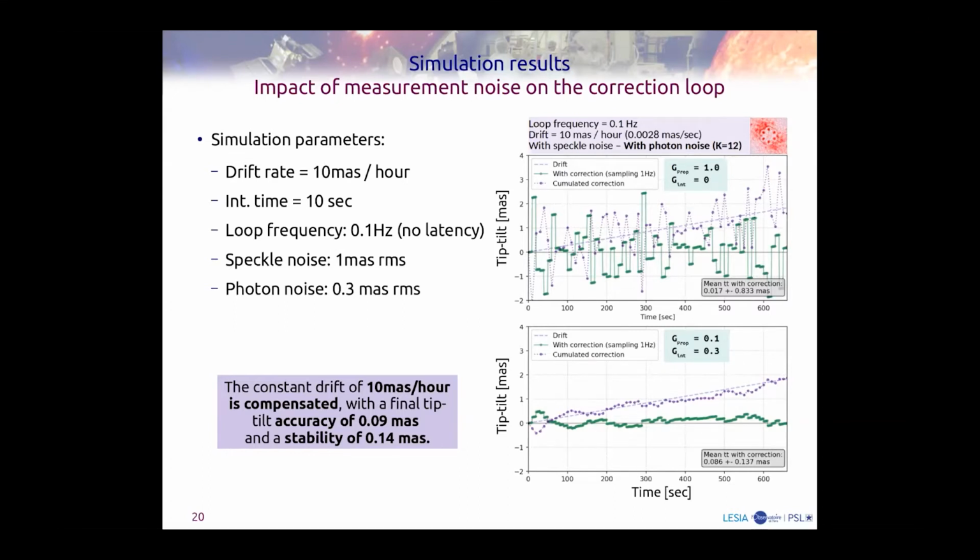Of course, if we have only a proportional gain, you see that the loop is noisy. The star position is still quite noisy, but if you include integral gain, like in the graph below, you see that we can stabilize the star position down to an accuracy of 0.1 mas and a stability of 0.14 mas RMS. And that's it.